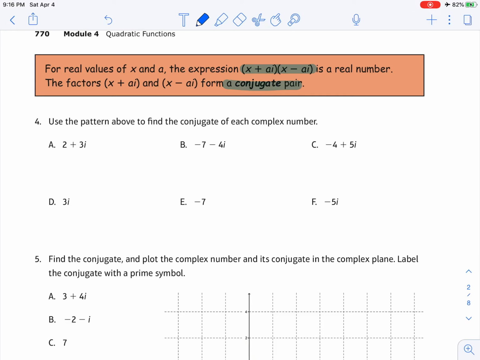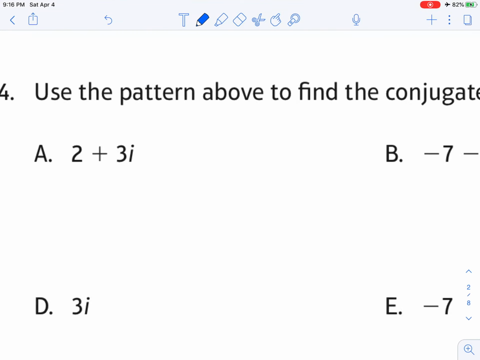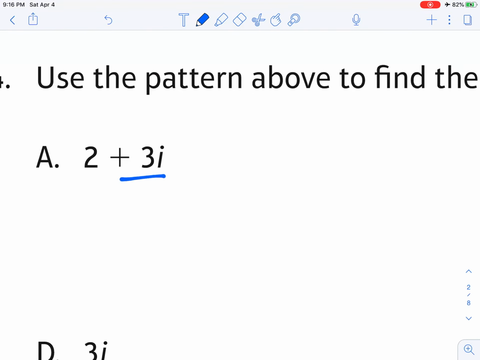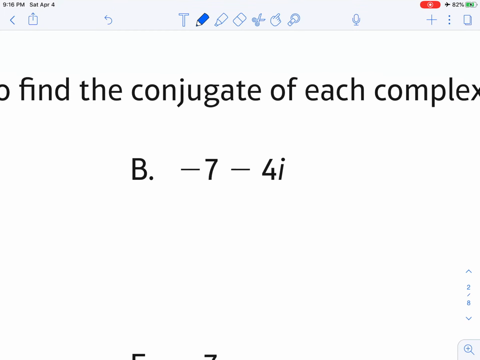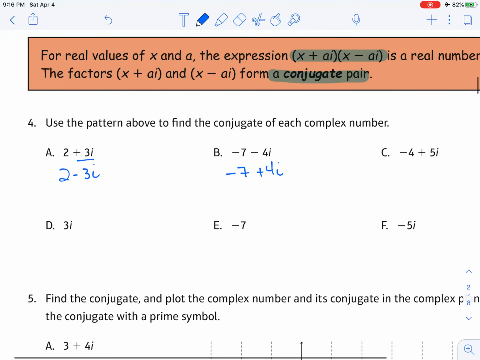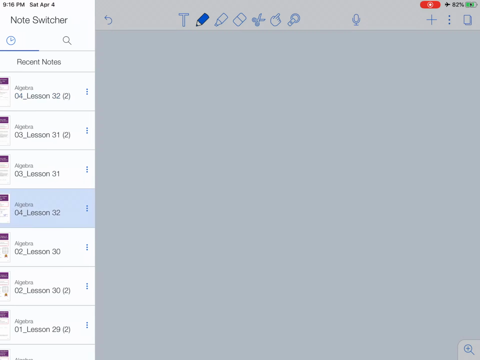All it does is it takes the opposite of the imaginary part. So on this first one, this is the imaginary part, so I'm going to take the opposite. So 2 minus 3i. That's it. This one, the opposite of the imaginary part, plus 4i. I want you to do C, D, E, and F on your own.